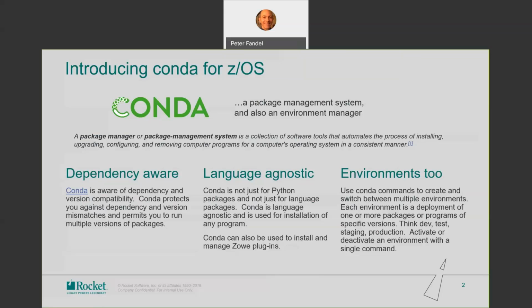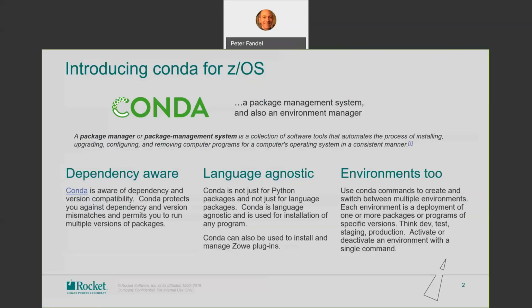Also, Conda is language agnostic and product agnostic and platform agnostic. So it's not just for Python. Conda can be used to download any product, and we are using Conda not only to download, deploy, and deliver all of our open source products, tools, and languages, but we're also going to be using Conda to deliver Zowe plugins, both open source and commercial, for our Zowe customers.